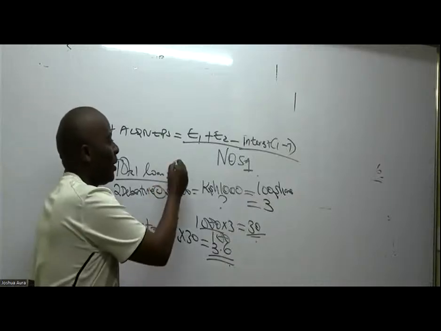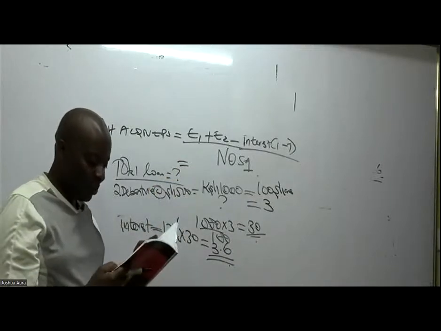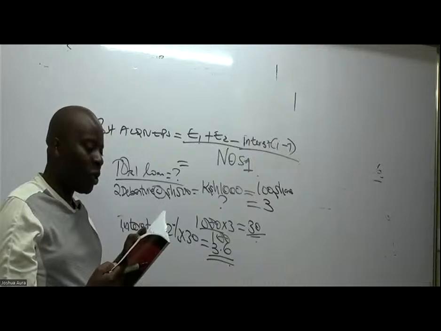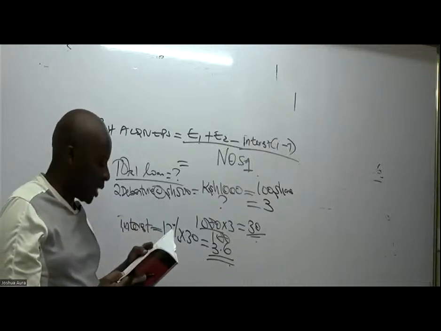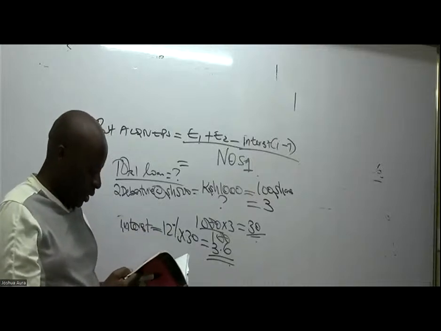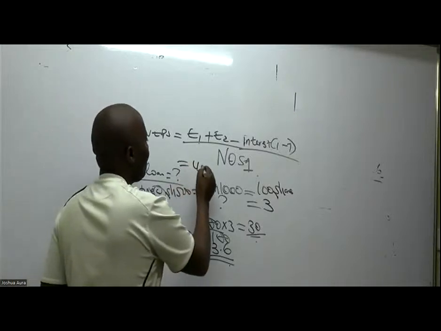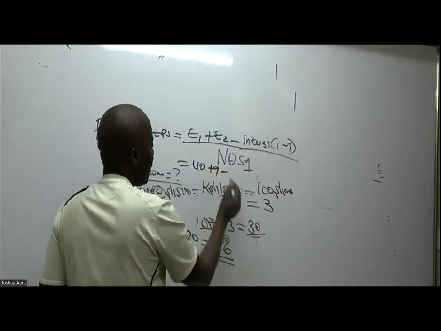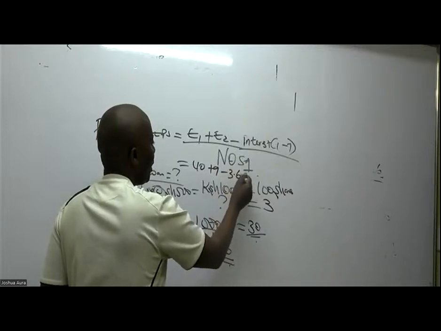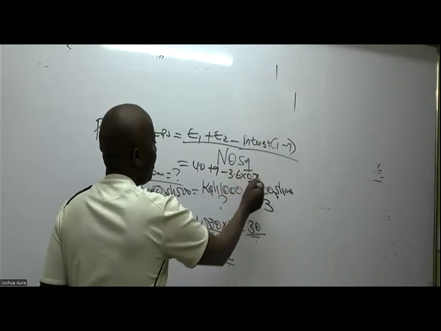So I have here earnings of company 1. Don't take earnings per share. This E1 is the net income, the profit after tax. So this is 40 plus 9 minus the interest of 3.6, times 0.7.